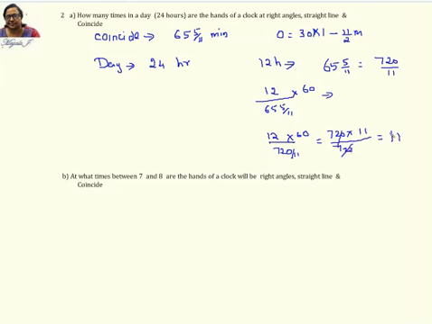Now, how many times will they coincide in 12 hours? 11 times. Definitely it will not be 12, it's slightly lesser than 12, so it's going to be 11 times. So for 12 hours, we have taken this as 11 times, and for 24 hours it is nothing but 22 times. That's the answer.